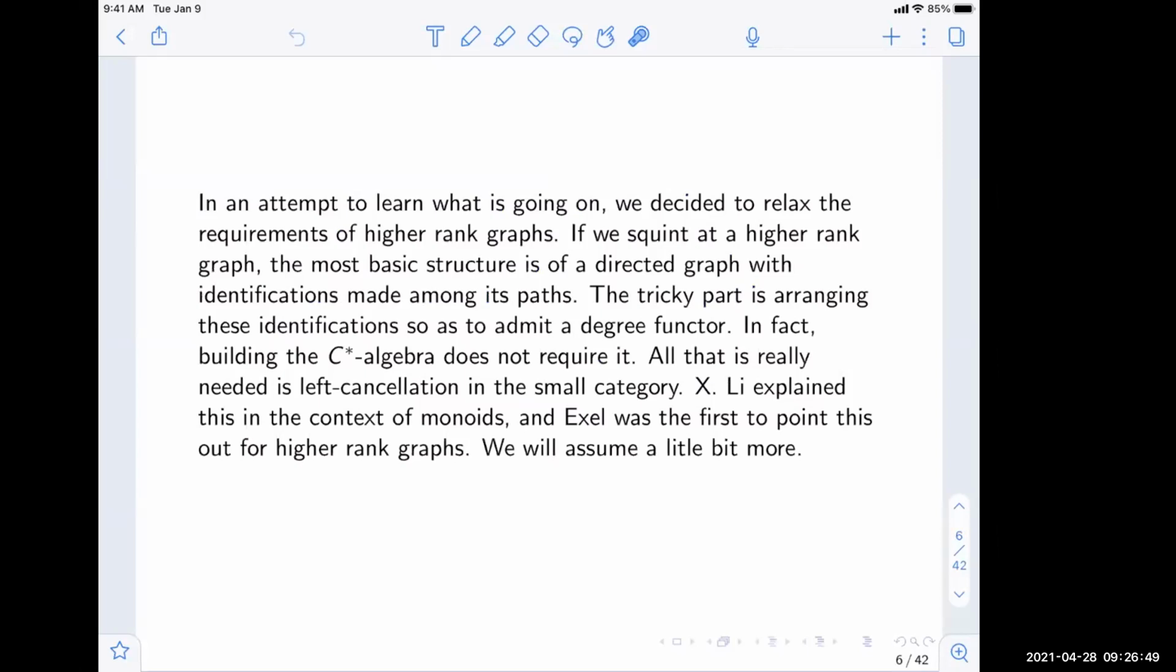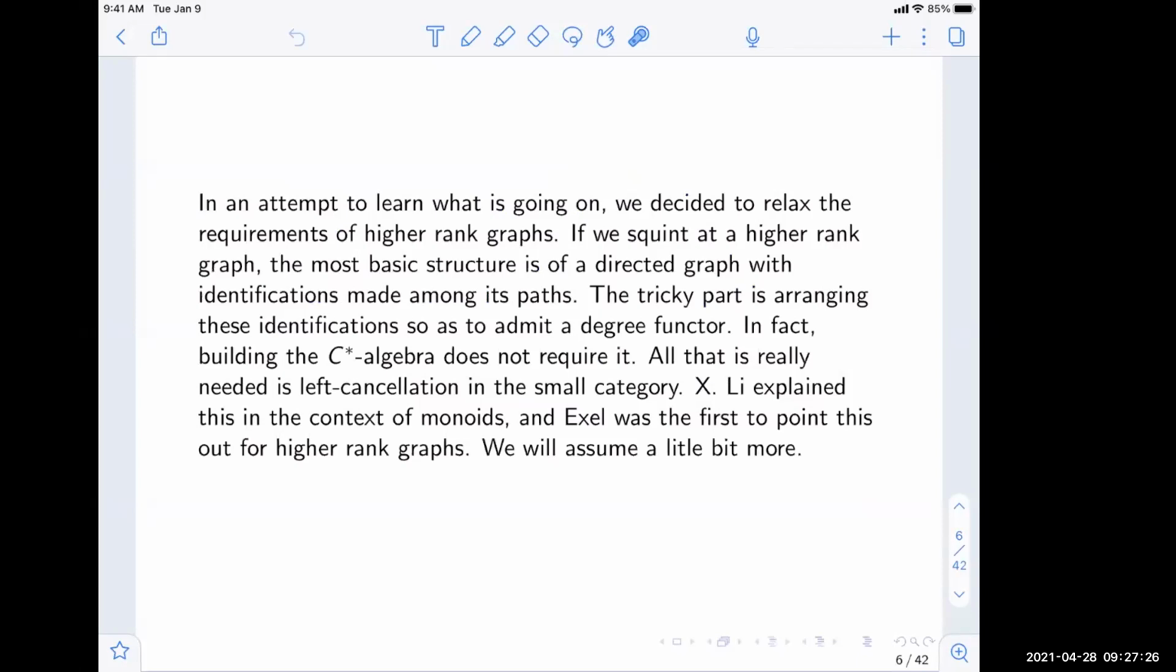What is it? It's a directed graph. Now, some people draw different edges with different colors, but basically it's a directed graph, but some paths have been identified. So it's a directed graph with identifications. And the tricky part of building such a thing is to arrange the identifications so that you get this degree functor. But you don't need the degree functor to build the C-star algebra. In fact, all that you need to build a C-star algebra is a small category with left cancellation.